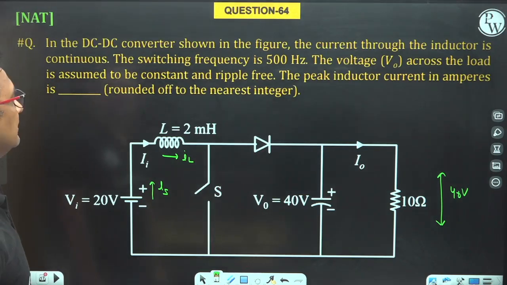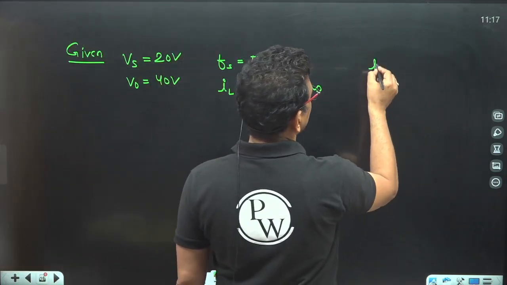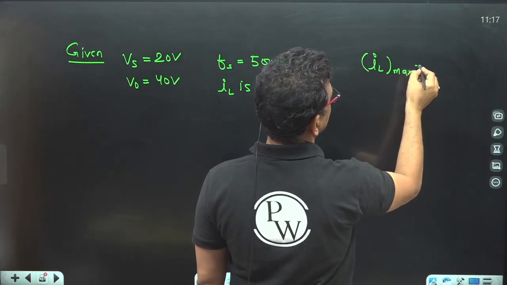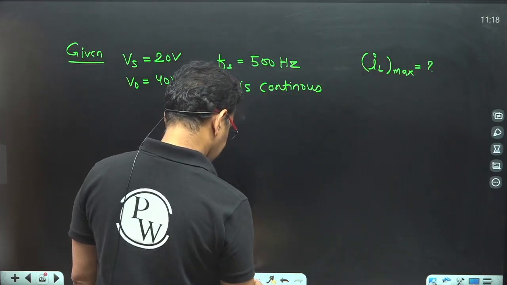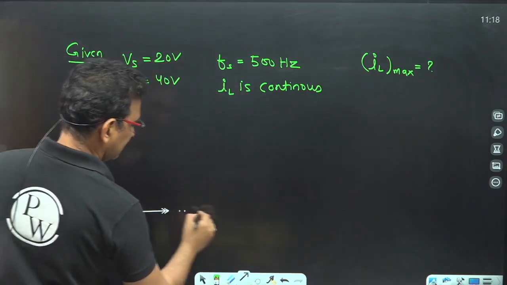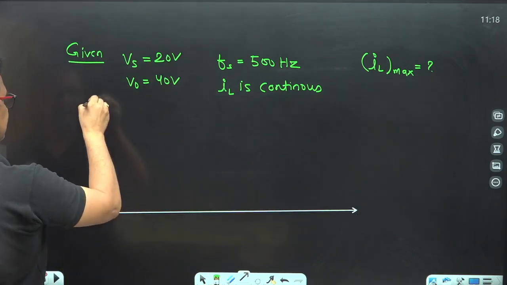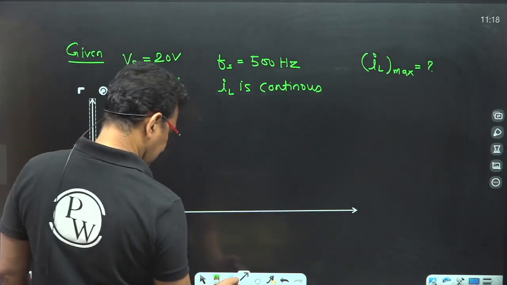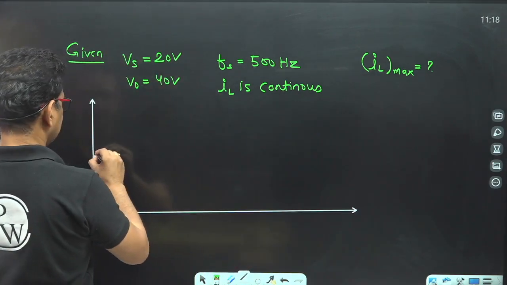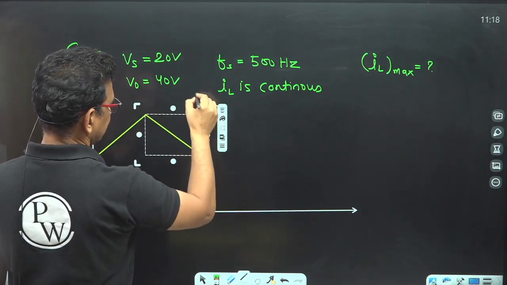Now, the peak inductor current is what we have to find out. We have to find out the maximum value of inductor current, the peak value of inductor current. So we all know that the waveform of inductor current will be like this. The inductor current will be changing linearly from I minimum to I maximum. So this is the waveform of inductor current.